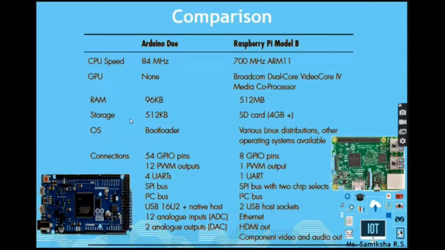Then if we talk about RAM, as we discussed earlier, Arduino Due has 96 KB of RAM, but Raspberry Pi has 512 MB of RAM. If you remember, a few years back, 512 MB was the RAM configuration in your personal computers. Now, of course, they have gone to TBs and PBs also.